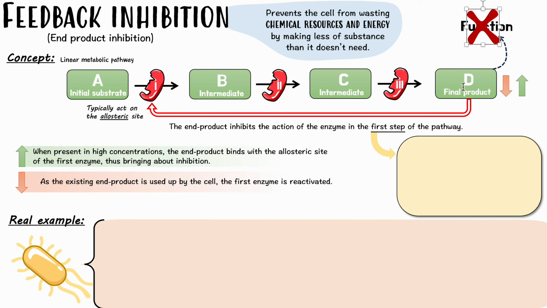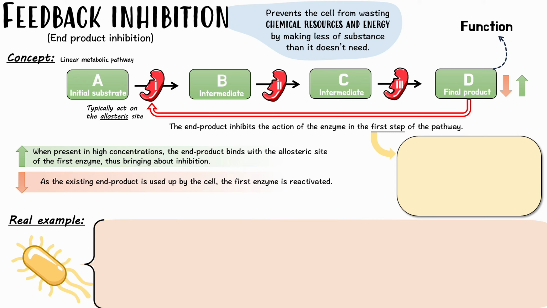Then it will build up and build up, and then some of it will go back and inhibit this enzyme so that less of it is being made, so that we don't waste all our resources. When it needs to be used again and it starts being depleted, then there will be no final product left to inhibit this enzyme. So the enzyme will be reactivated, and the final product can be increased again to carry out the function.